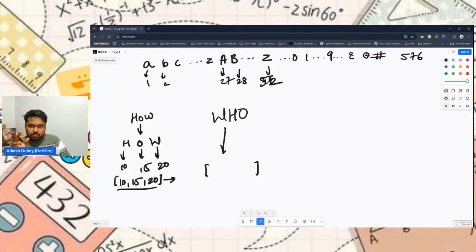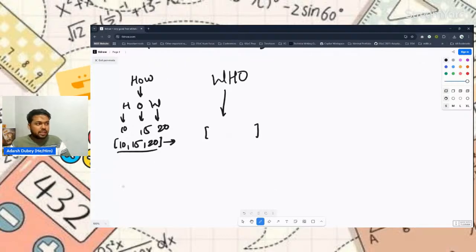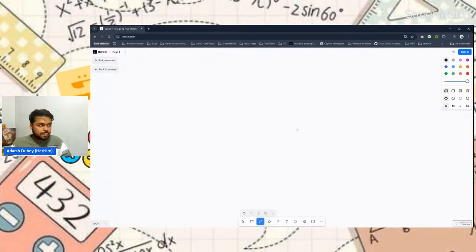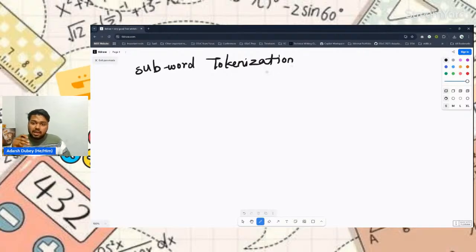So this was not the most efficient way, and then that's how we figured out sub word tokenization. What is sub word tokenization? It is actually how it is tokenized in today's world.